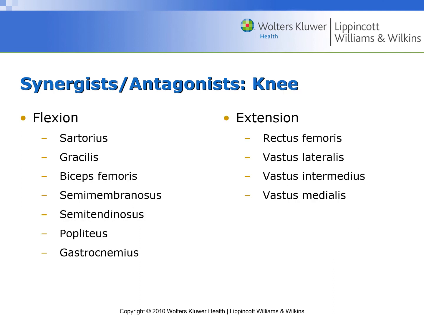Now let's consider the synergists and antagonists for the knee. For flexion, we have the sartorius, the gracilis, the biceps femoris, the semimembranosus, the semitendinosus, the popliteus, and the gastrocnemius. And for extension, we have the rectus femoris, the vastus lateralis, the vastus intermedius, and the vastus medialis.